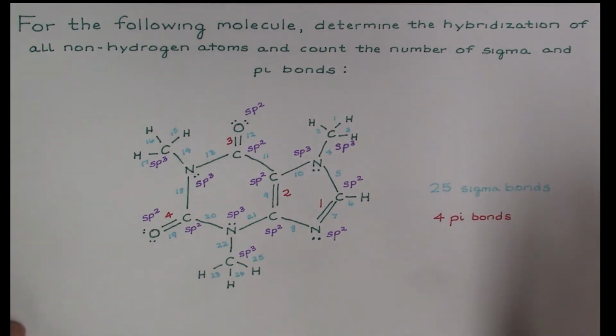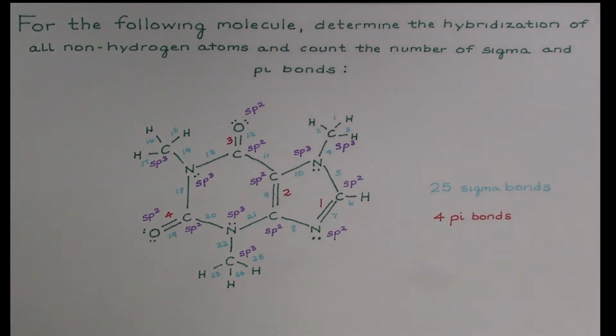As you can see with this problem, we handled two very different ideas, the hybridization and then also the bonding mode. Make sure that you are counting all sigma bonds and all pi bonds.